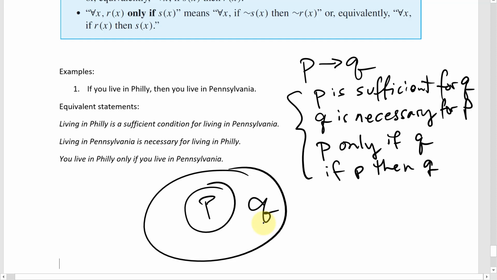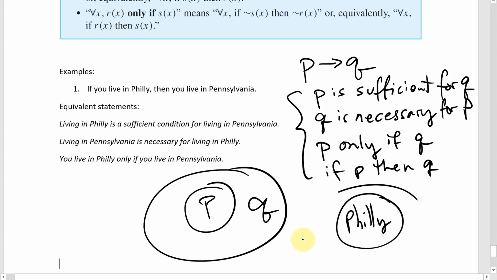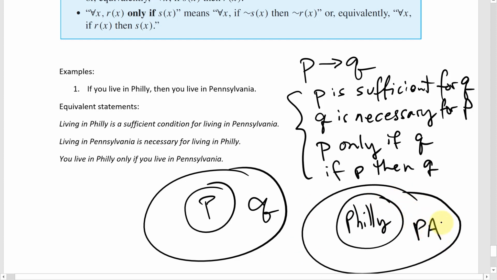So for this particular example, we could say if you live in Philly, so we would put Philly inside of the circle, then you live in Pennsylvania. And so you could see that living in Pennsylvania is necessary for living in Philly, or you live in Philly only if you live in Pennsylvania.